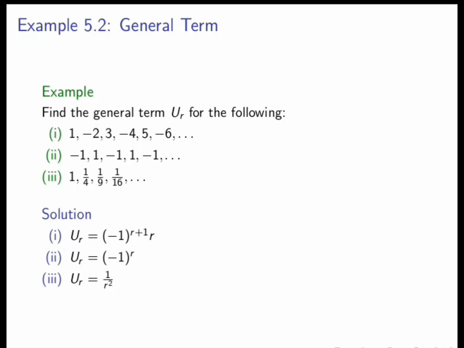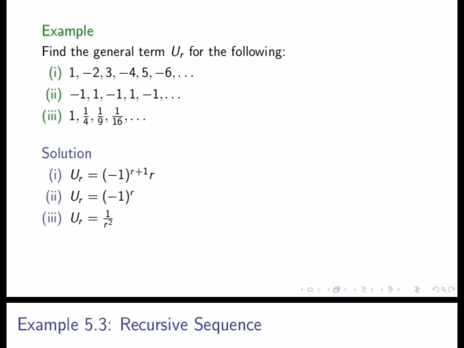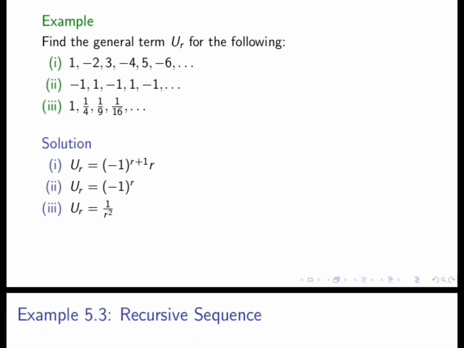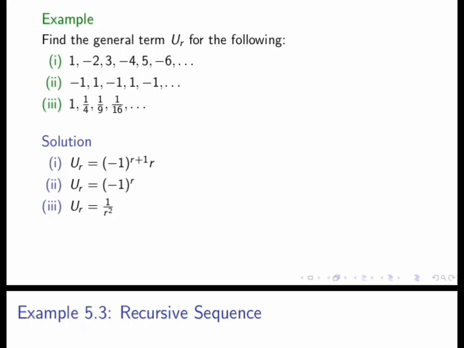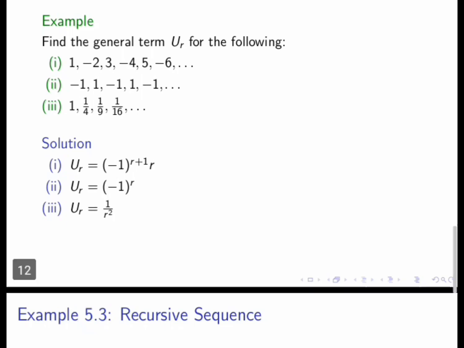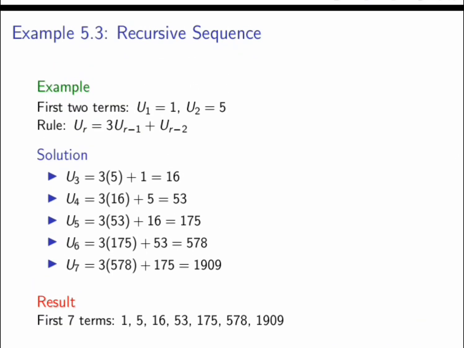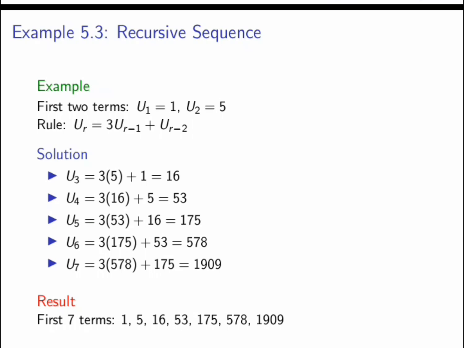Now the last one that we have is 1/4, 1/9, 1/16, and so on. You are going to discover that there is a pattern. Look at 4, look at 9, look at 16. The next thing you have is the recursive sequence. A recursive sequence is when you have the first two terms, the first term called u1 and the second term called u2. The formula or rule of the recursive sequence is 3 multiplied by u_(r-1) plus u_(r-2). Don't worry, you'll get to understand this as time goes on.